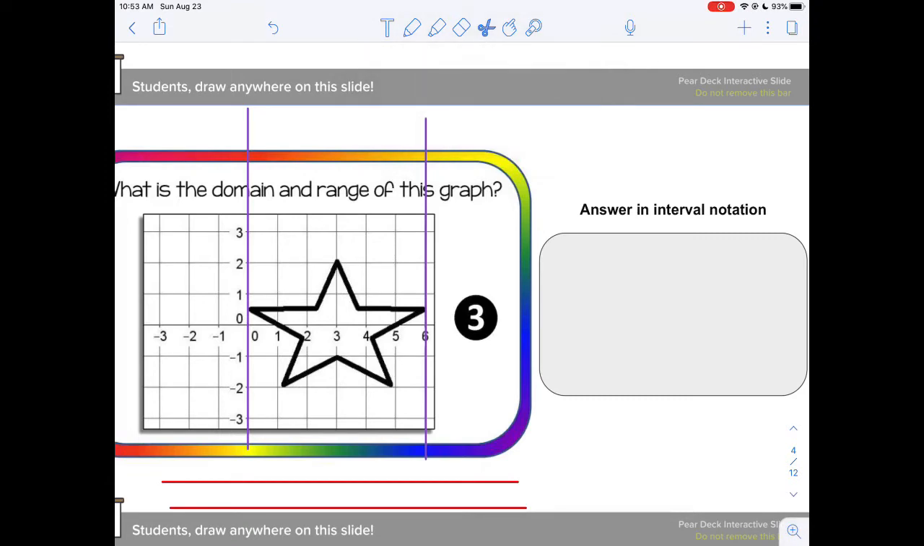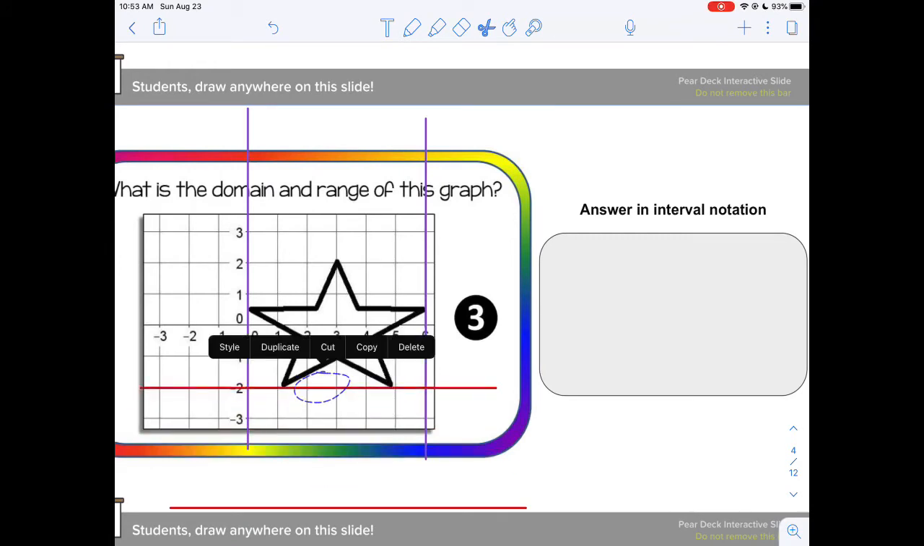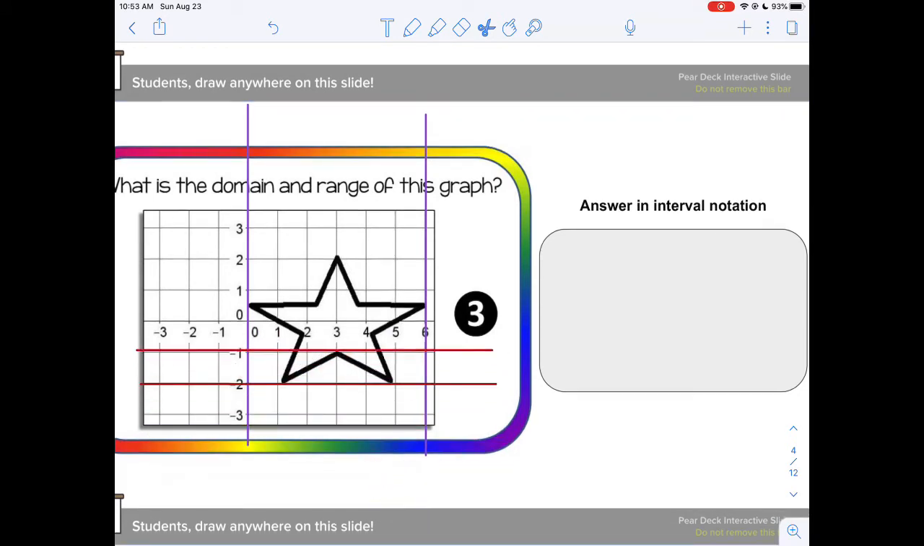Again, reading left to right for domain, and now we'll be reading bottom to top for range. So our graph doesn't start until -2, and then from there it continues up until +2. So this area right in here, that is where our graph exists, domain and range wise.